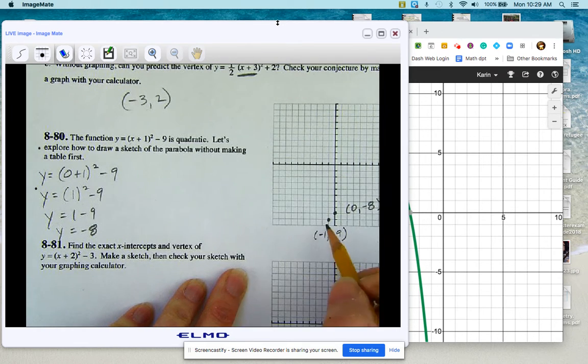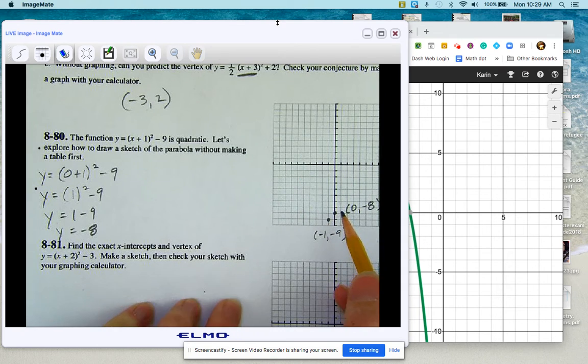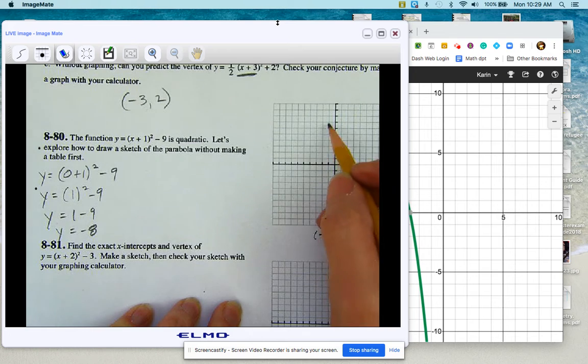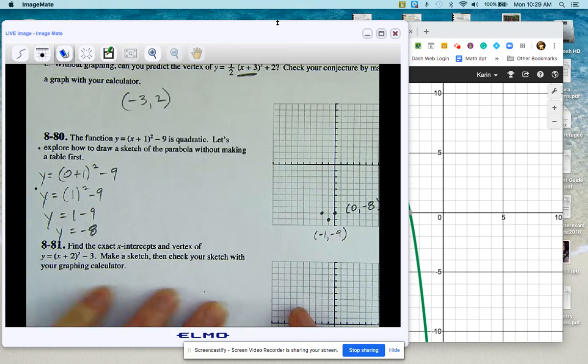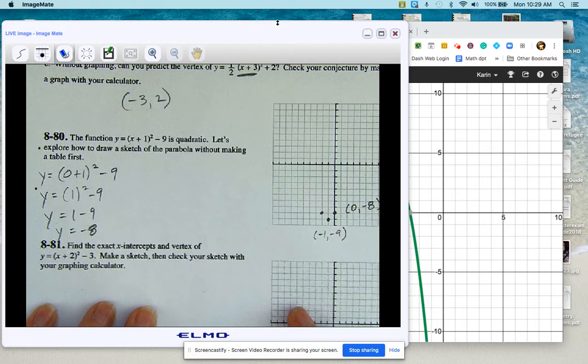Okay, so I know that my parabola is going to probably start heading up from here, okay? With this being my vertex, by symmetry, I could actually probably plot this point too. So it's going to be heading up. So now I need to find where it touches the x-axis.